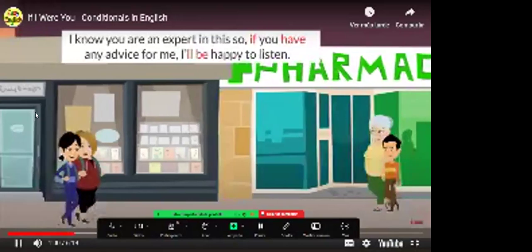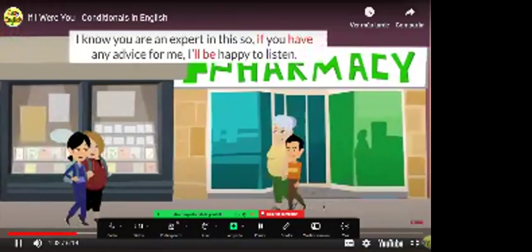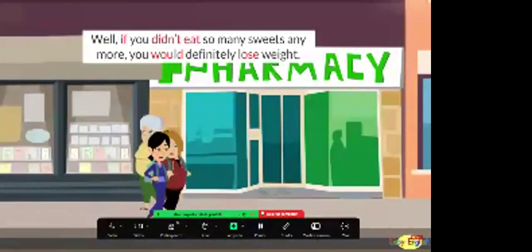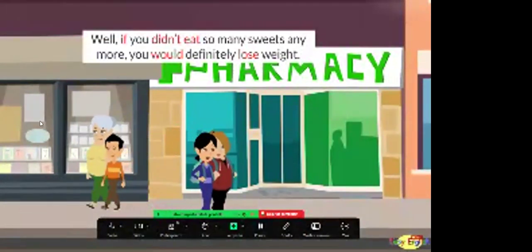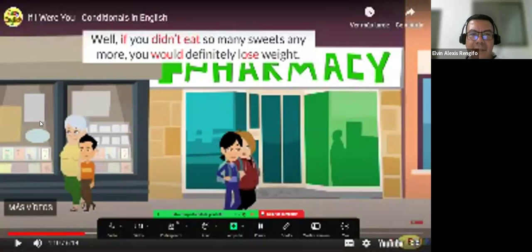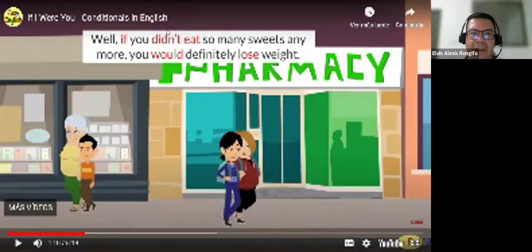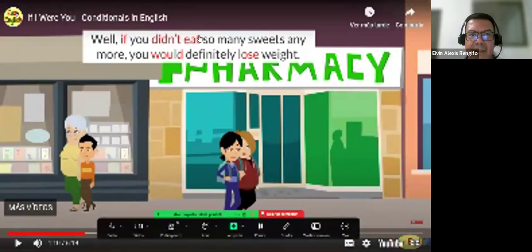So if you have any advice for me, I'll be happy to listen. Okay, what condition is this? The second conditional. This is the second again. Right here, you have the verb and the auxiliary in the past. So they're using the past with if and would in the condition.